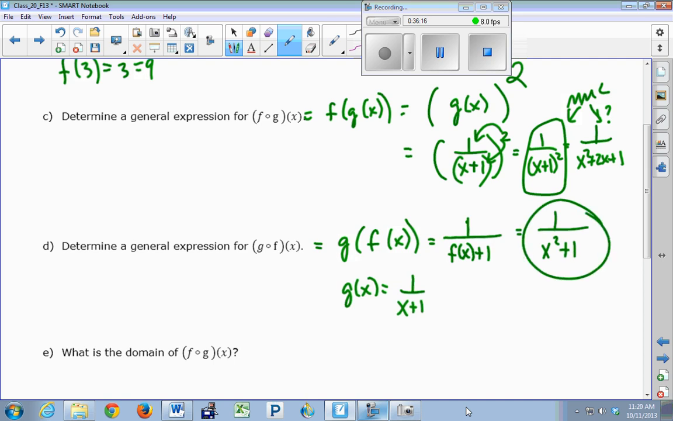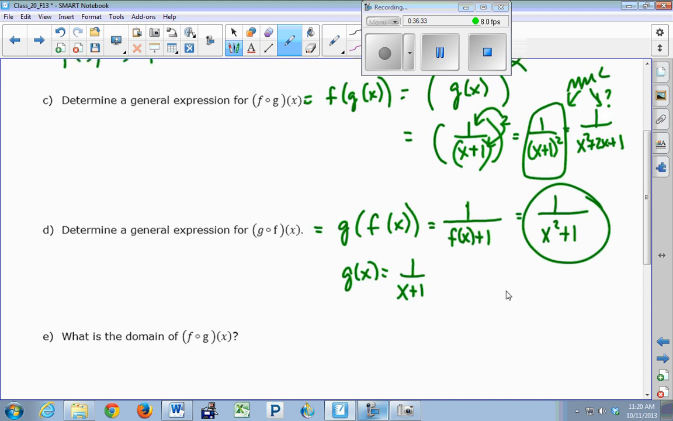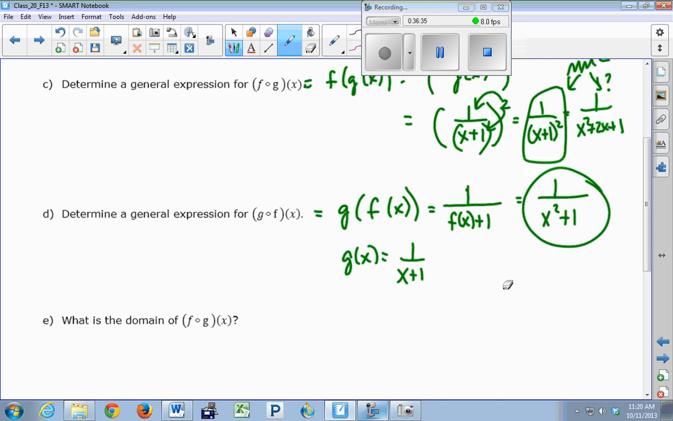So g of x is your outside function. It's 1 over something plus 1. That something is being called f of x. And now we replace f of x with its meaning, which is x squared. Any questions on that? Okay, let's figure out the domains now.